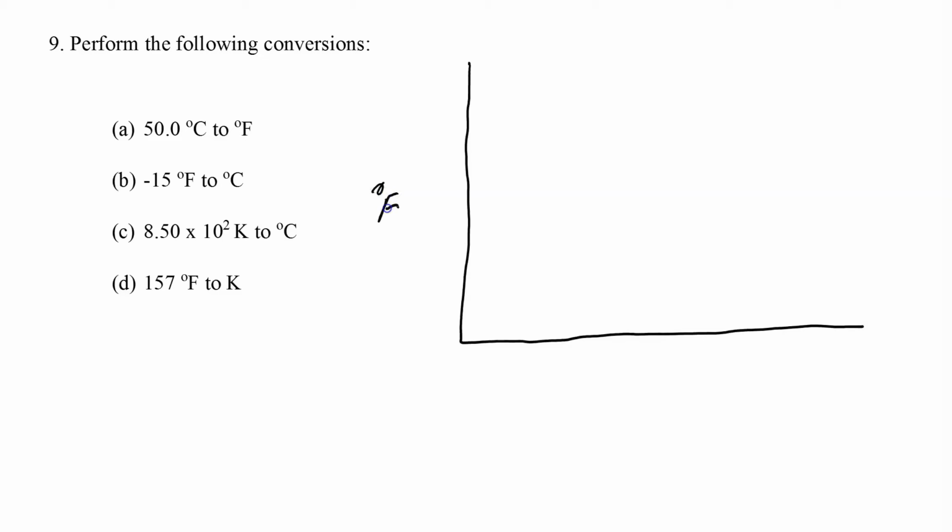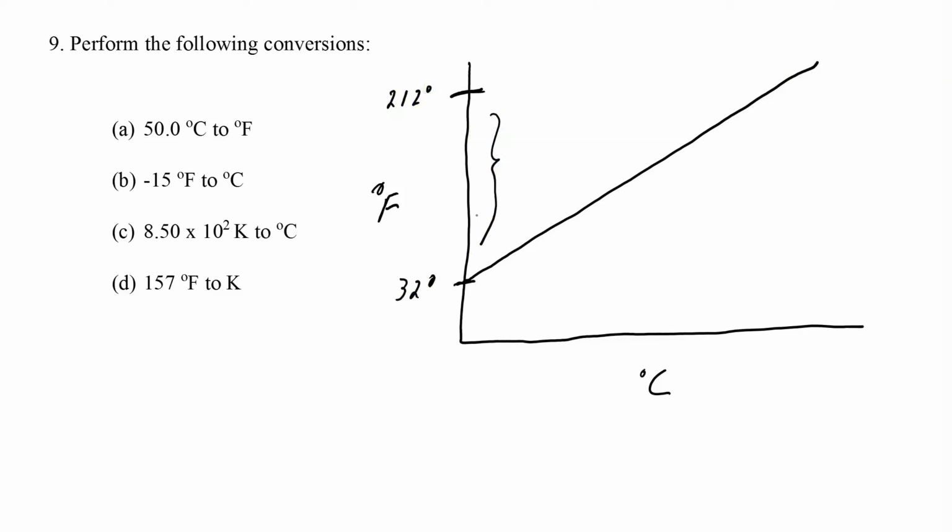We can plot degrees Fahrenheit versus degrees Celsius on an XY coordinate system. And when we plot the data, we get a straight line. Our freezing point and boiling point for degrees Fahrenheit, as we know, are 32 degrees and 212 degrees respectively. The point here is that the number of divisions is 180.